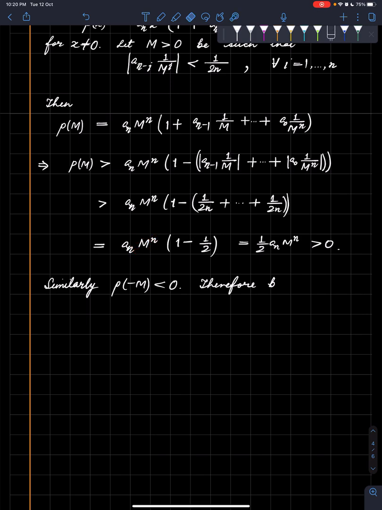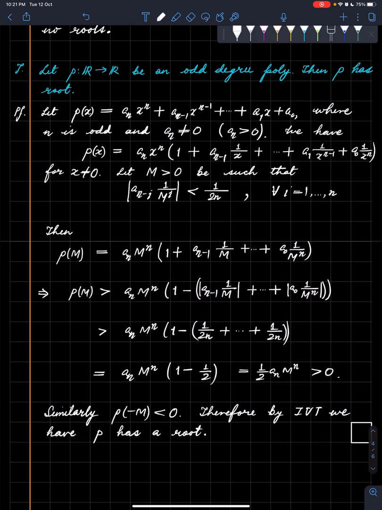And this is the reason why this proof does not go through for even degree polynomials. And it shouldn't go through for even degree polynomials, because as we've seen, it is false for even degree polynomials. X squared plus 1 is an even degree polynomial which does not have a root. So similarly, this thing also holds, and therefore by the intermediate value theorem, since polynomials are continuous, we have that p has a root. And that's it. Again, I took too long to give a proof of this, but I don't want to miss any detail.